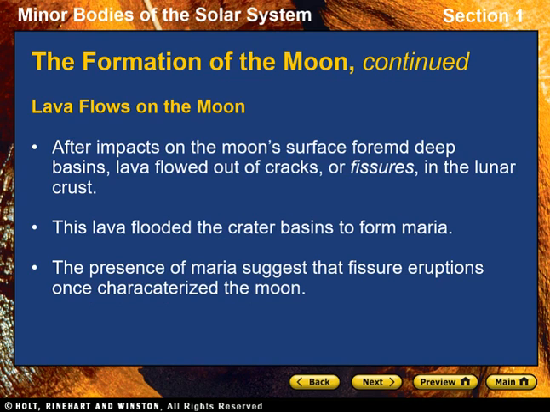Lava flows on the moon. After impacts on the moon's surface formed deep basins, lava flowed out of cracks or fissures in the lunar crust. This lava flooded the crater basins to form maria. The presence of maria suggests that fissure eruptions once characterized the moon, even though there is no evidence that large active volcanoes have ever been present on the moon.